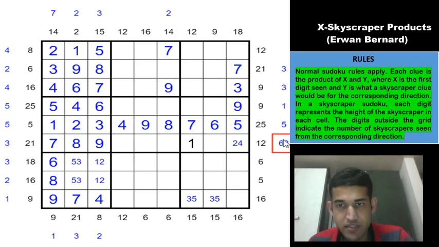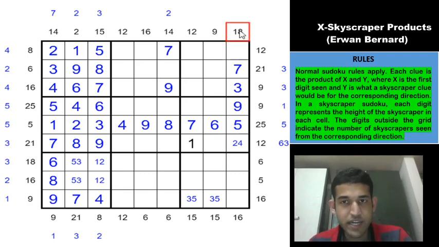But can you see 6 buildings from this direction? If you have a 2 here, this must be a 6. So this must be... okay, 4 is immediately forced here. Okay, it's slightly complicated, but let us see if something straightforward exists.